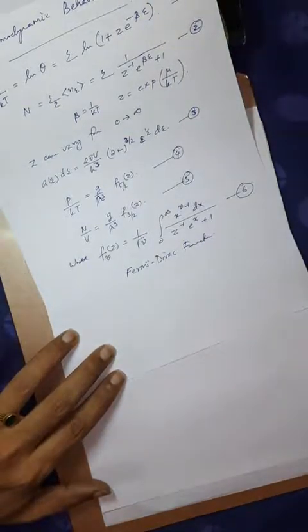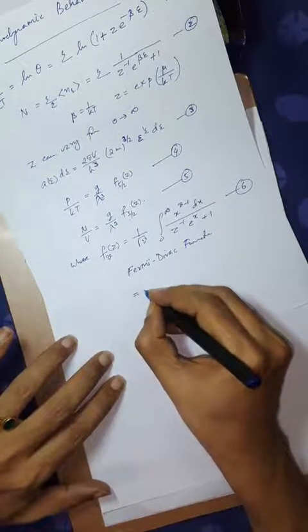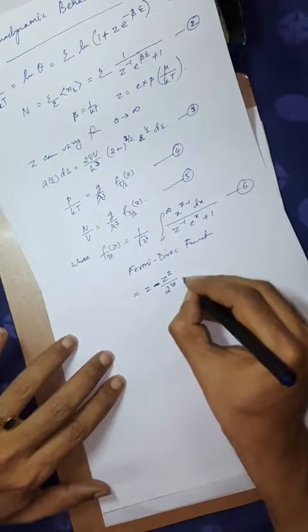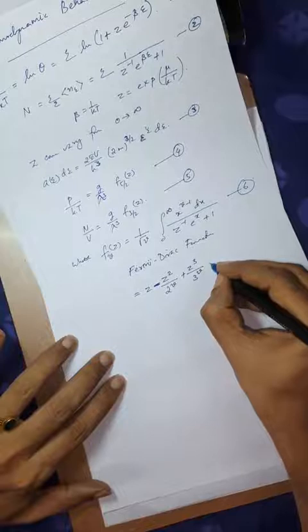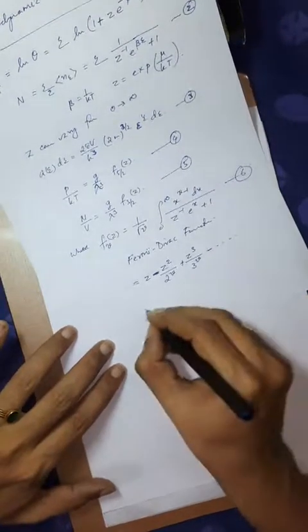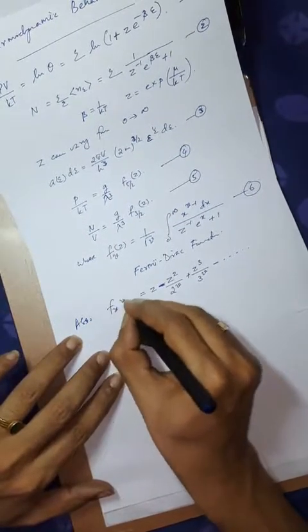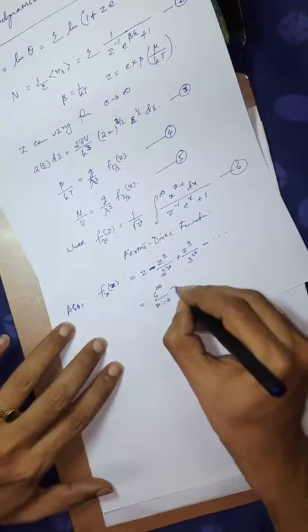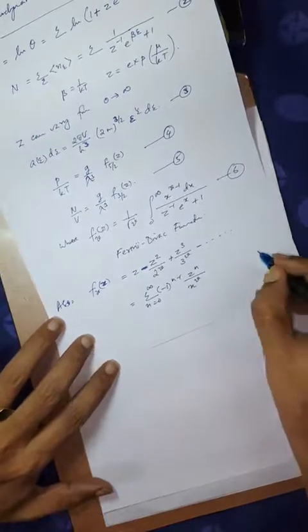And we can of course write something similar to the expression we have written for the Bose-Einstein cases: f nu z is also equal to z minus z squared by 2 raised to nu plus z cube by 3 raised to nu minus etc., which can be written as sum over n from 1 to infinity of minus 1 raised to n minus 1, z raised to n by n raised to nu.